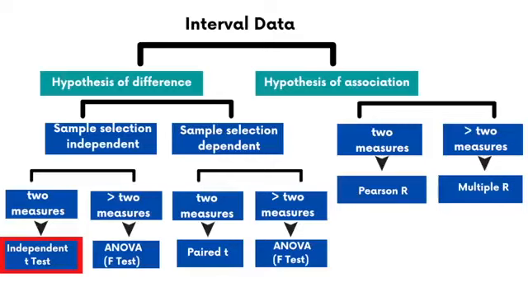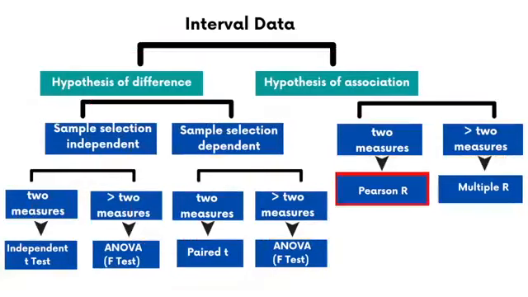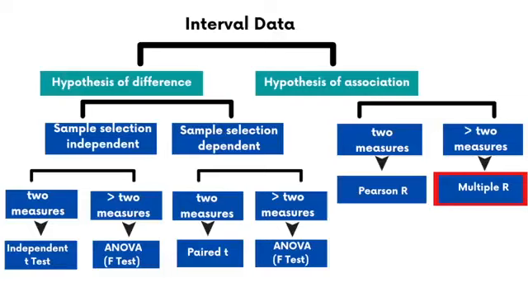As shown here, in case of hypothesis of difference, and if the samples are independently selected, independent t-test could be used for 2 measures. However, if there are more than 2 measures, we could use one-way ANOVA. In instances where the samples are dependent, paired t-test could be used for 2 measures, while repeated measures ANOVA could be used for more than 2 measures. On the other hand, in case of hypothesis of association, Pearson R or multiple R could be used based on the number of measures.